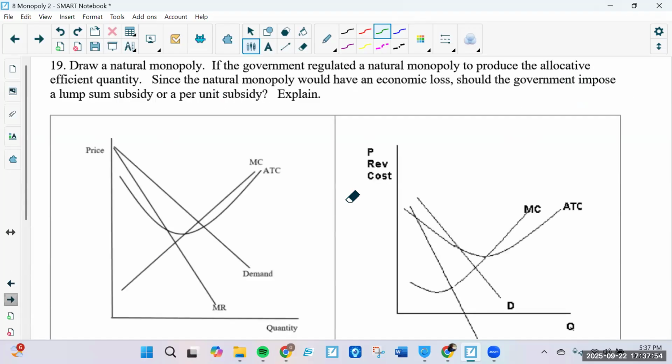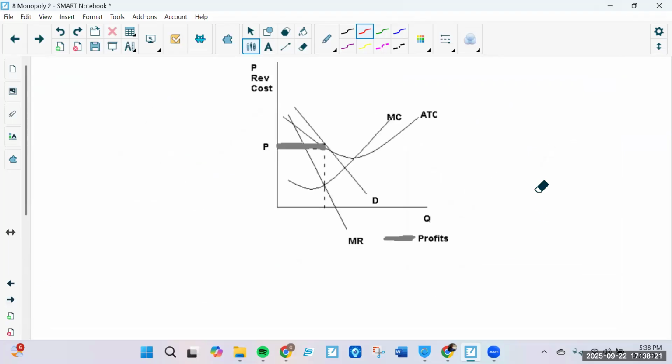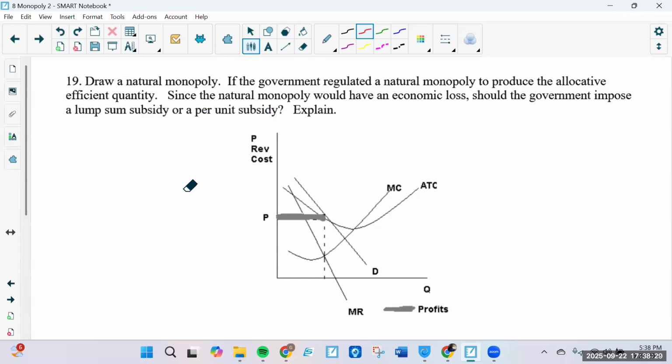When you drew your natural monopoly, the idea is that a regular monopoly's demand curve intersects to the right of the minimum of the ATC, but when you draw your natural monopoly, the demand curve has to intersect to the left of the minimum of the ATC. So there's the intersection of the demand and ATC. It's to the left of the minimum. So this is what your natural monopoly should have looked like, with your demand curve intersecting to the left. All right. And once you do that, if this firm is producing where MR equals MC, then this firm is earning an economic loss, right?